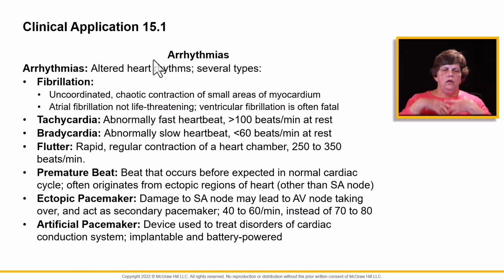This is where the beat occurs before you expect it to occur. And it originates from what we call ectopic regions of the heart. This is sometimes where you have extra cells within the heart that are actually sending out signals that are interfering with the signal coming out from the SA node. So you may have additional beats, okay? And a lot of times what we have to do is an ablation, kill those cells, or we may have to put in an artificial pacemaker to make sure that the rhythm is the correct rhythm.